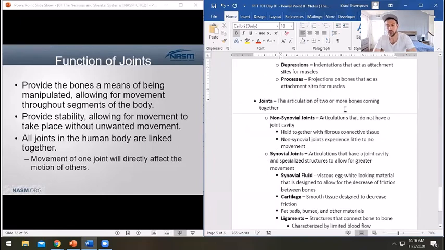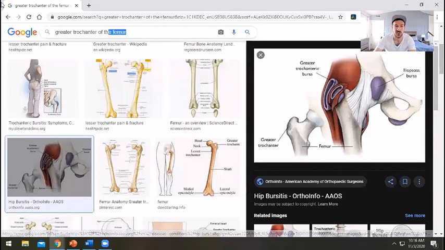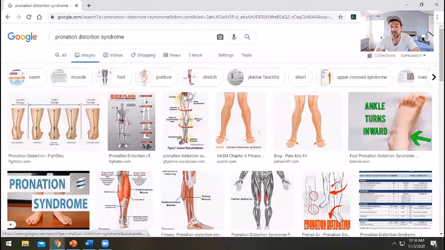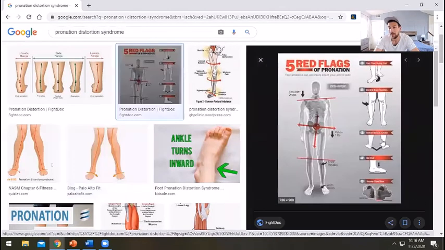So when we look at those joints, going back to the idea of the kinetic chain, it is a chain. Your skeletal system really personifies that. When one bone moves, it will directly affect the movement of your other bones, because all those joints are connected. So when I look at pronation distortion syndrome, which is the feet turn out, knees cave in action, when this ankle collapses, that causes this to inwardly rotate, which causes this to inwardly rotate, which is also going to happen at my hip as well.